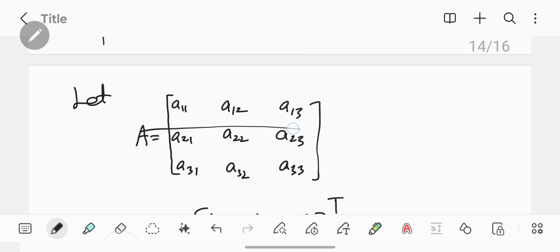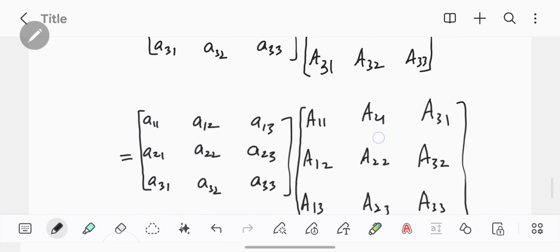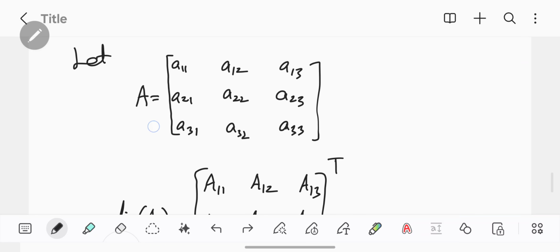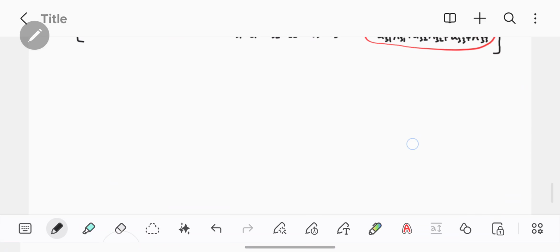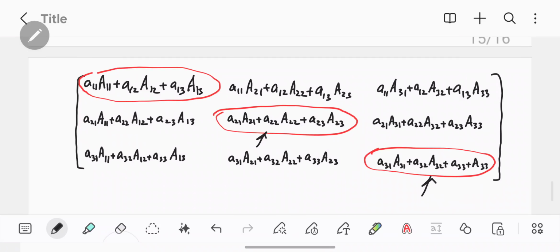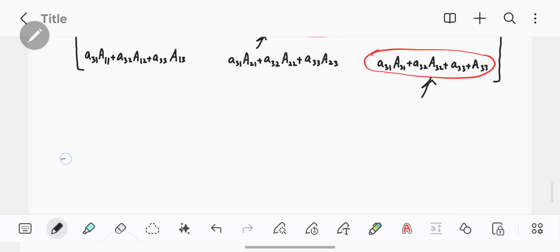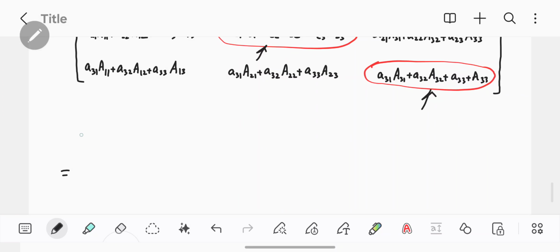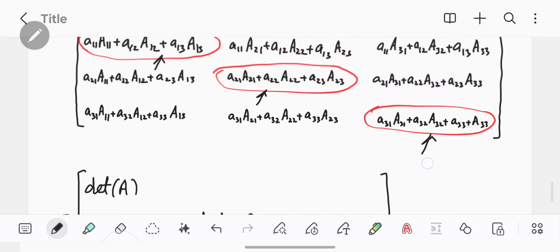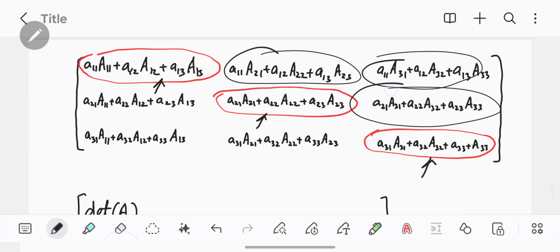If we expand the determinant along the second row, we will get this number. If we expand the determinant along the last row, we will get this number. So that means they are all determinants of A. So in place of these, I can write the determinant of A, again determinant of A, here also determinant of A. The question is, what are these numbers then?